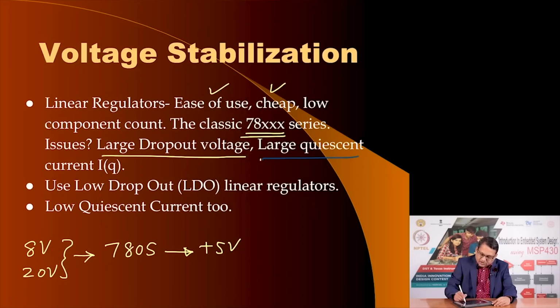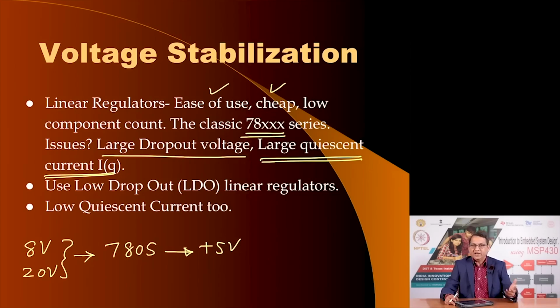How large? This is typically 10 milliamperes, and the dropout voltage has to be more than 3 volts, which means 3 volts into 10 milliamperes, roughly 30 milliwatts of power is being wasted just to keep the regulator working. And in the current technology environment, 30 milliwatts is a huge amount of power which you do not want to waste merely as heat. What are the alternatives?